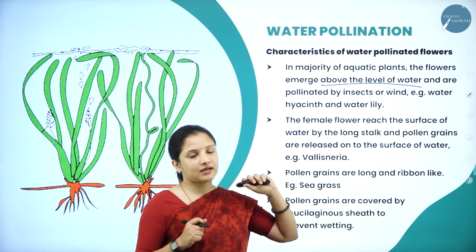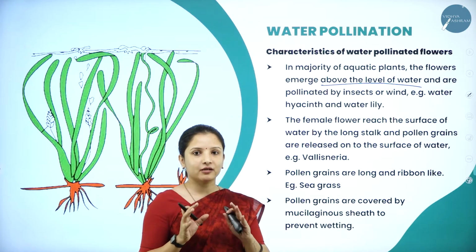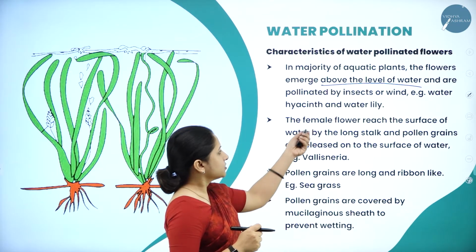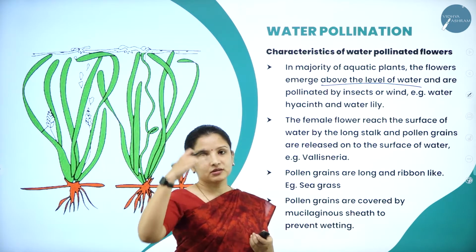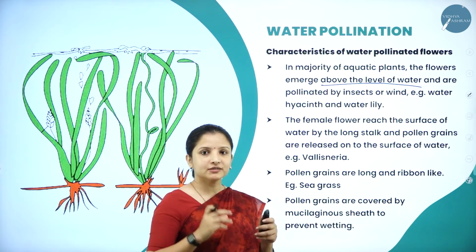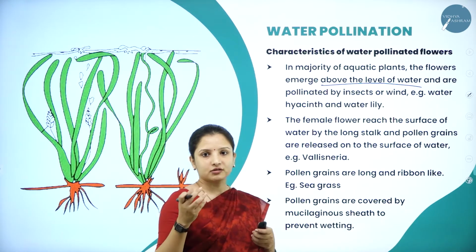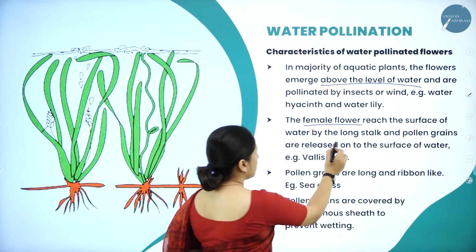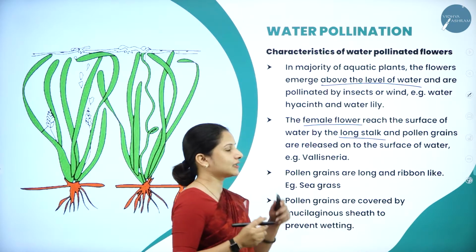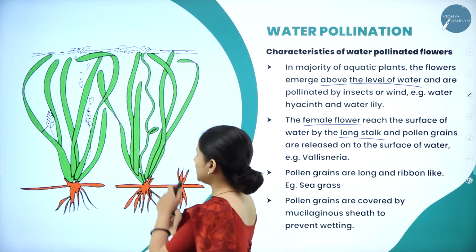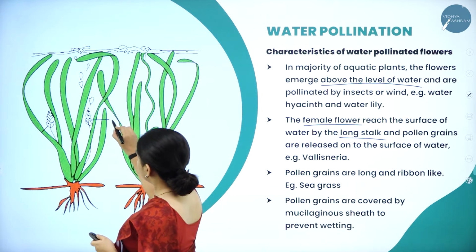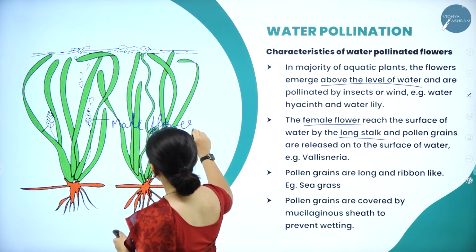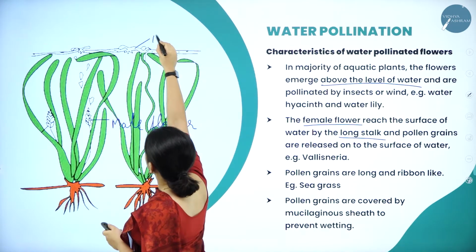Water lily also looks like a lotus, but it is a smaller version of the lotus. The female flowers reach the surface of the water. Why? Because they have a long stalk, which is called the pedicel. So the female flower reaches the surface of the water by a long stalk, and the pollen grains are released to the surface of the water. You can see here clearly, this is the male flower, then here on top you have the female flower.